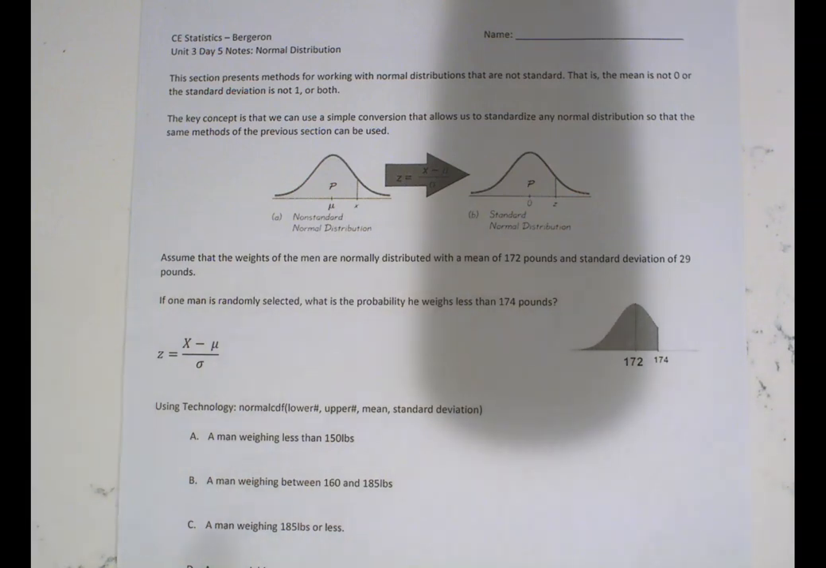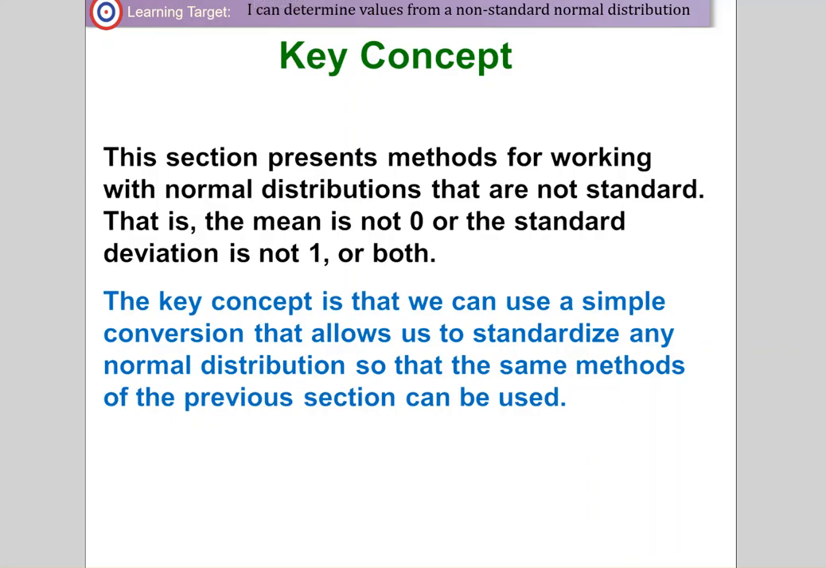All right, so for today's notes, we're going to continue looking at normal distributions. Last class, we were talking about standard normal distribution. Remember, that meant your mean is always 0, your standard deviation is always 1. We're going to look at things that are not standard normal. So when we talk about things here, we're going to be working with still normal distributions. They're just not going to be standard normal. That just means the mean is not 0 or the standard deviation is not 1 or both.